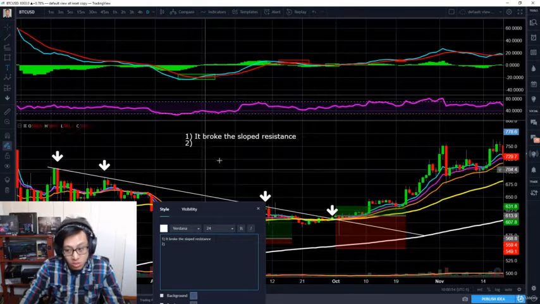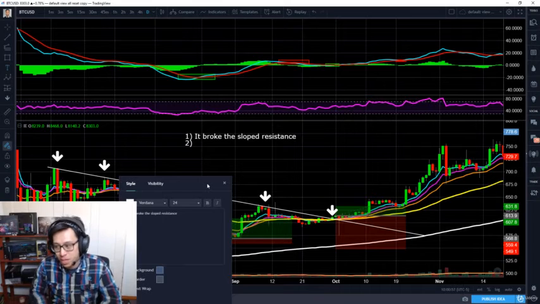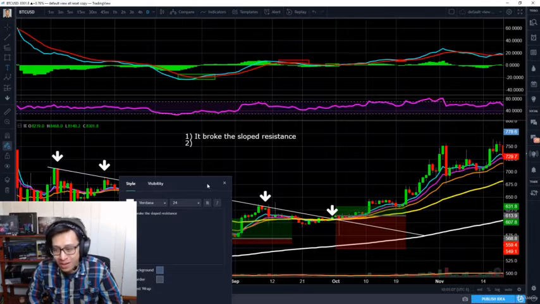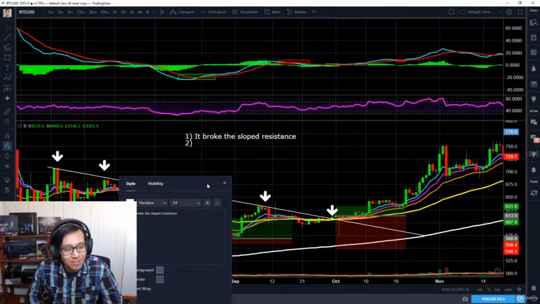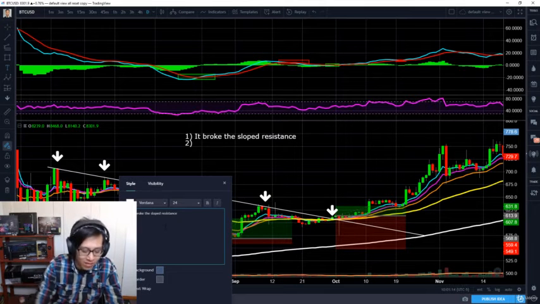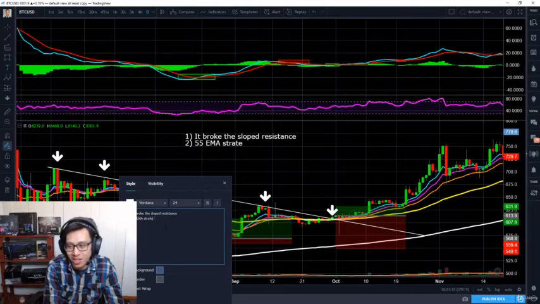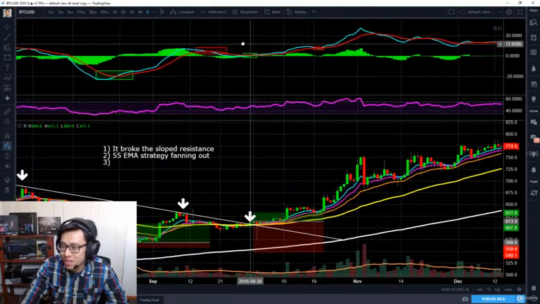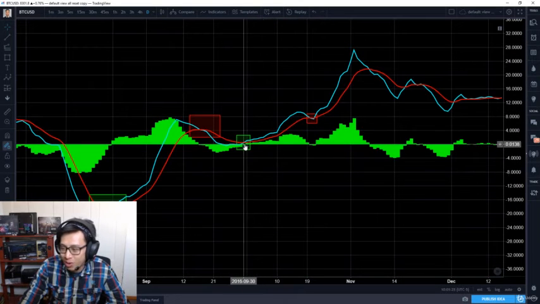And the second reason, can you guys give me another reason? Just think about it. I've given you another reason already. I just want to see if you guys are actually following along as well. I'll give you like 30 seconds to see what the second reason would be to enter this particular trade. Okay, if you said 55 moving average strategy, fan out, EMA strategy, fanning out, bingo.